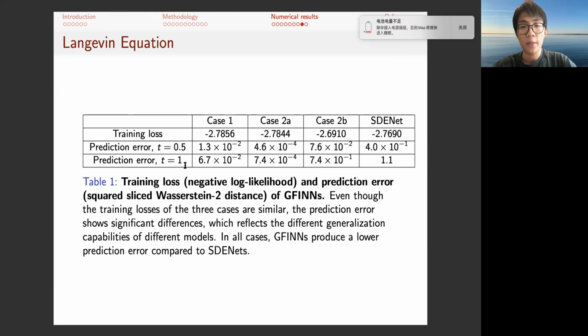Here the prediction error is calculated in terms of the squared sliced Wasserstein type 2 distance, by comparing the distribution of the function z at time t equals 0.5 and t equals 1. So one conclusion is that by incorporating the physics, we can achieve a better prediction error. Another conclusion is that in case 1 and case 2a, the prediction error is smaller because we assume that we know more things: in case 1, we know the L and M matrices, while in case 2a, we know the energy and entropy of the function.